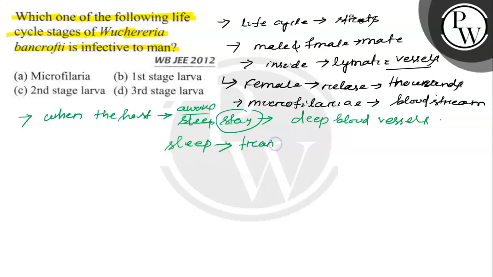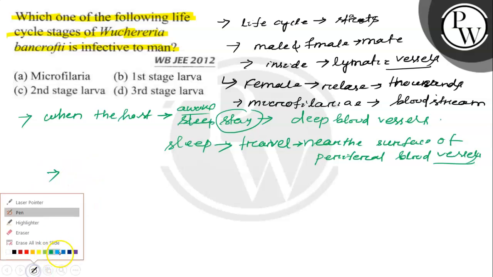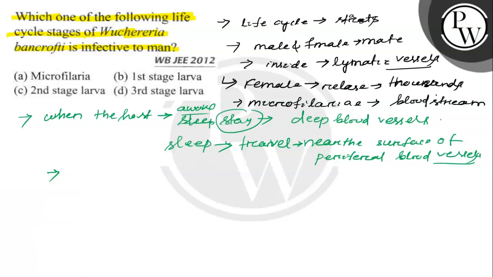They travel near the surface of the peripheral blood vessels. And this behavior enables them to get ingested by the night biting mosquito. So for that, this type of behavior enables them to get ingested by the night biting mosquito.